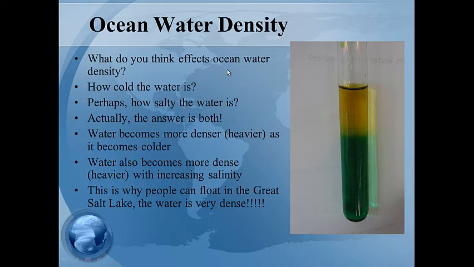Okay, ocean water density. What do you think affects ocean water density? How cold the water is? Perhaps how salty the water is? Well, actually the answer is both. Water becomes more dense, heavier, as it becomes colder. Water also becomes more dense, heavier, as it becomes saltier, or increasing salinity. This is why people can float in the Great Salt Lake. The water is very, very, very dense. It's very, very salty, even saltier than the oceans, which makes it very dense. So the saltier the water, the more dense it is, and the colder the water, the more dense it is.